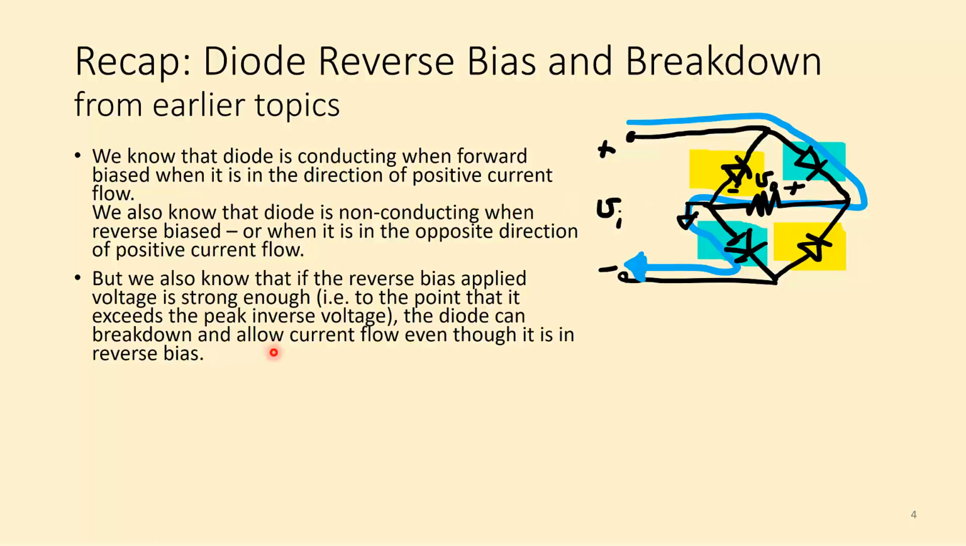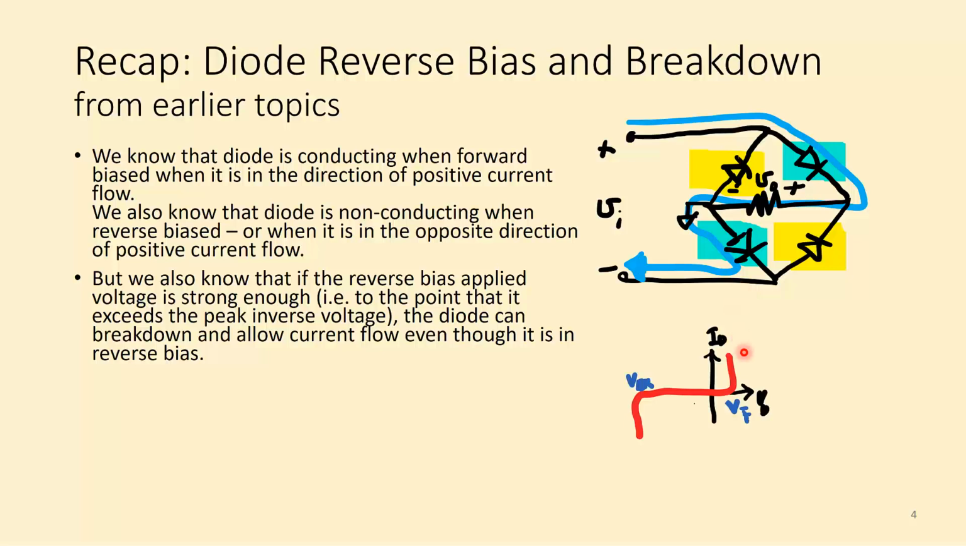But we also know that if the reverse bias applied voltage is strong enough, that is, to the point that it exceeds the peak inverse voltage, the diode can break down and allow current flow even though it is in reverse bias. So yes, we say that these diodes will not allow current to flow because they're in reverse bias, but if the push is strong enough, these diodes can break down. In this circuit that we covered earlier, we did not want it to break down.